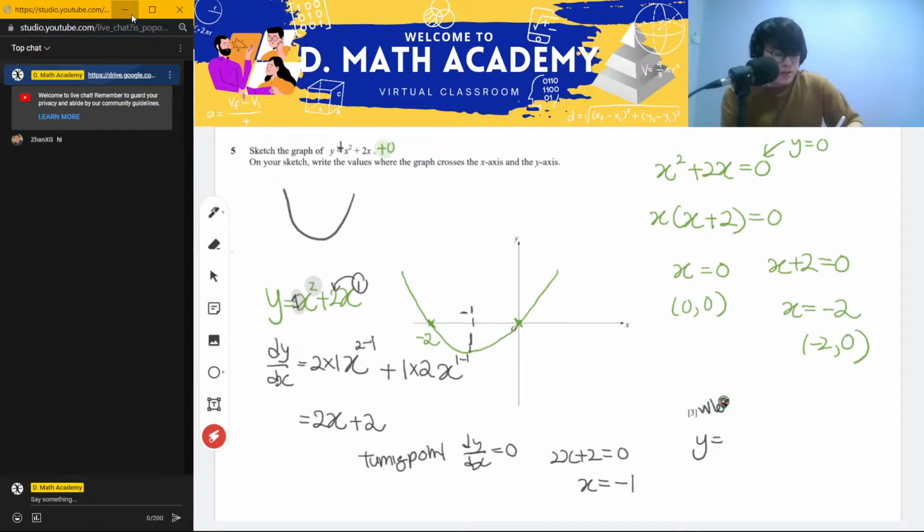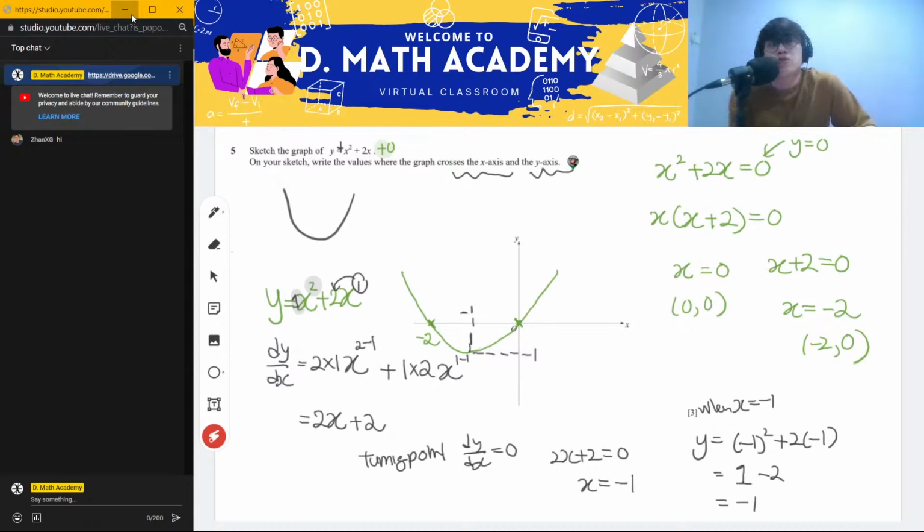When x is negative 1, your y will be negative 1 being squared plus 2 times negative 1. So you have 1 minus 2, which is negative 1 as well. So here is negative 1. Okay. This turning point here is not necessary for this question because they were just asking for where it crosses the x-axis and y-axis. I'm doing it to show those who haven't learned about derivatives and turning points.